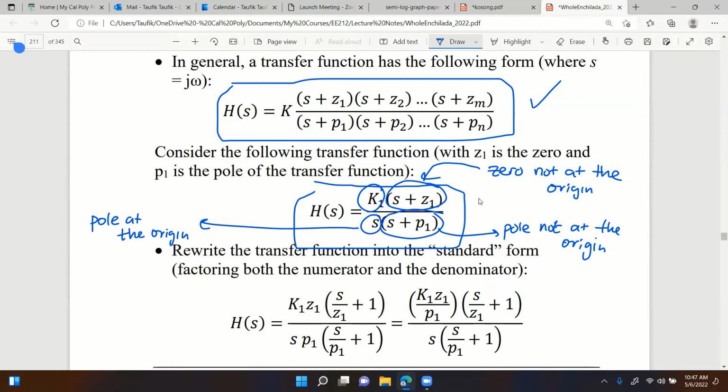Why? Well, what is the root of s? That's equal to 0, isn't it? That's why it's the origin. That's why if you see s by itself in the denominator, that's a pole at the origin. What if you have s by itself in the numerator? That's called a zero at the origin.